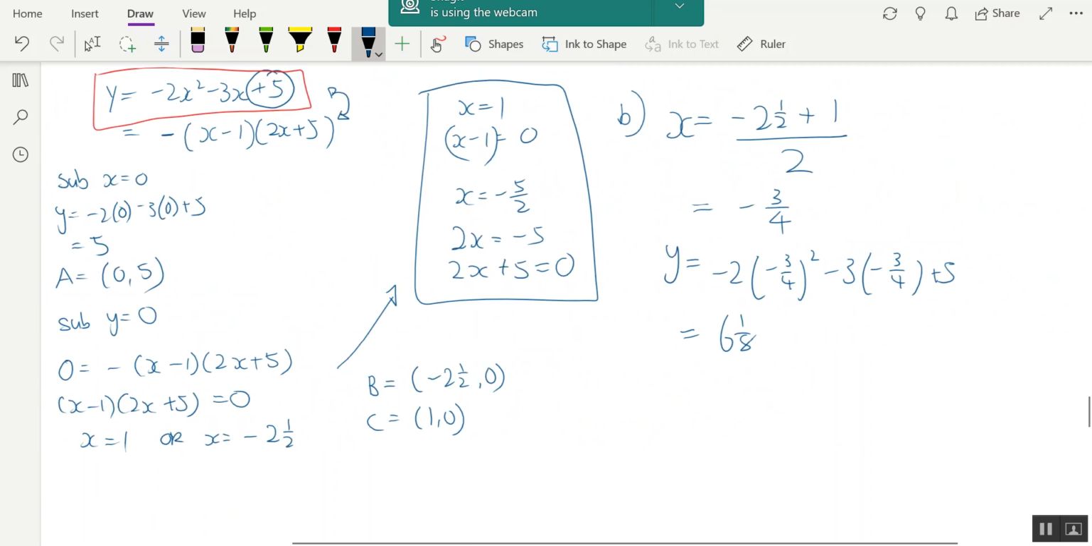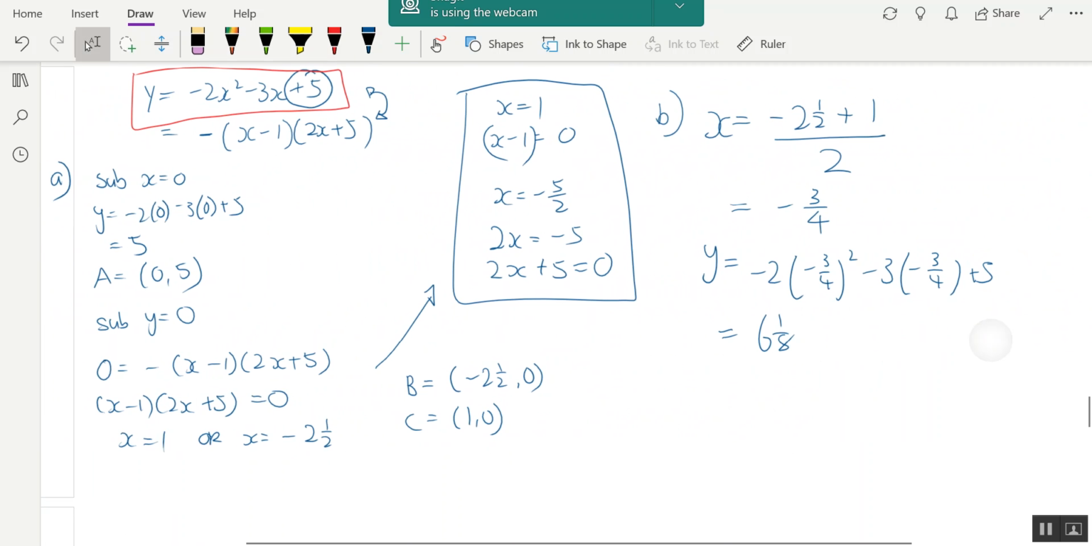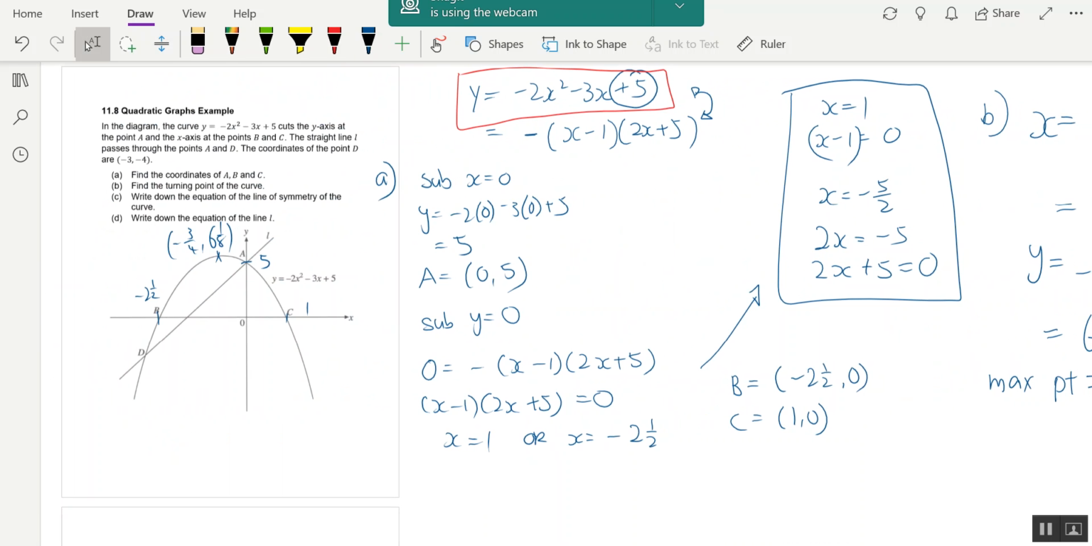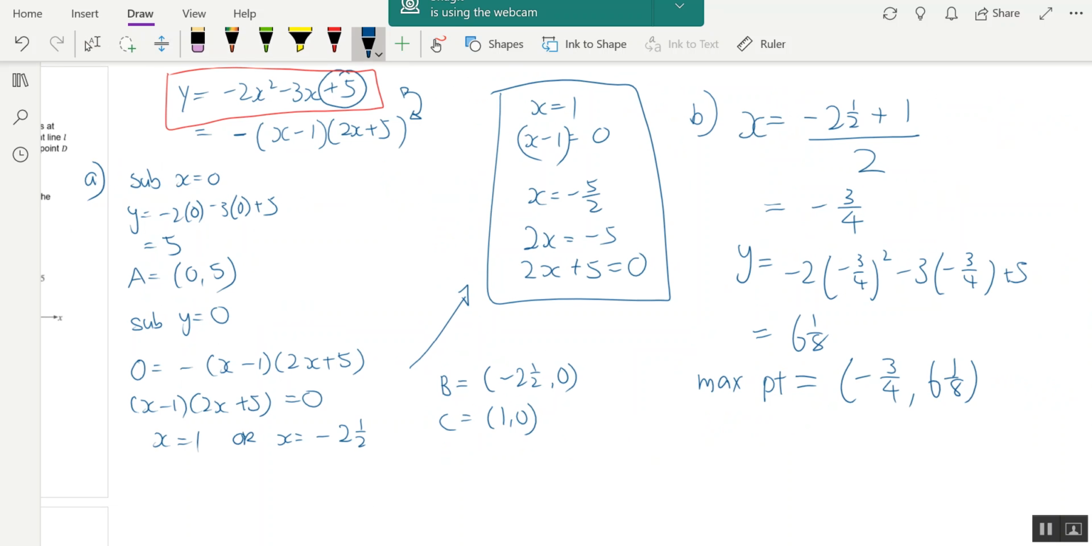Okay? So they ask for the coordinates. Please put it back in coordinates form. (Negative 3 over 4, 6 and 1 over 8). Next, equation of the line of symmetry. Line of symmetry always occurs at the turning point. And in this case, the x coordinate is negative 3 over 4. So for C, just write it down. X equals negative 3 over 4 is the line of symmetry.